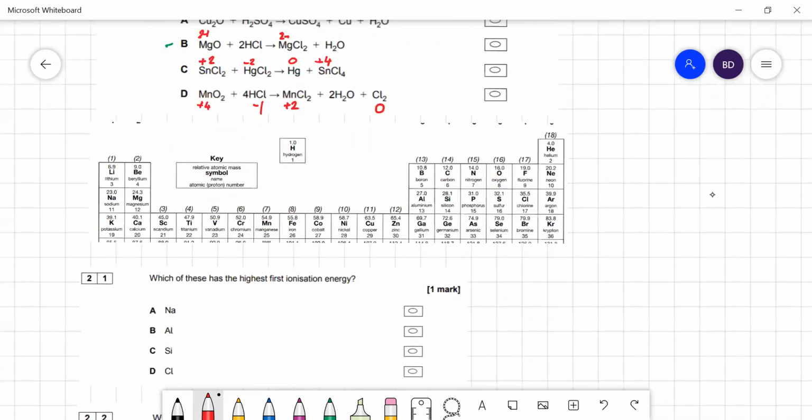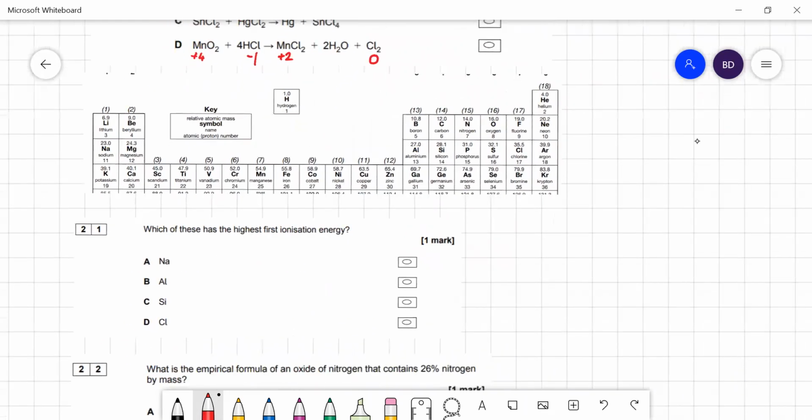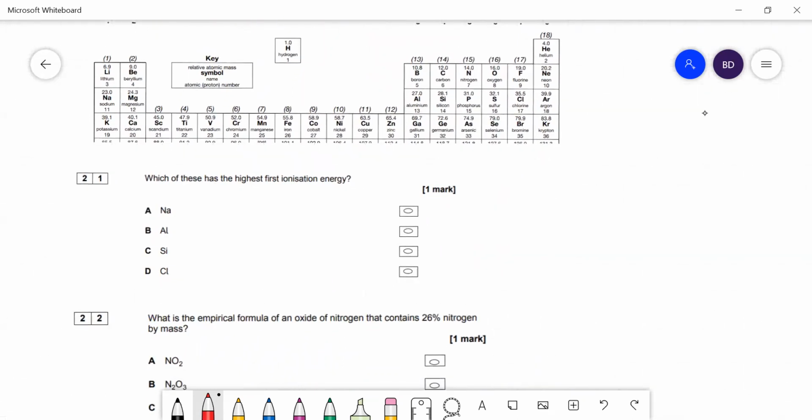Right. Which of these has the highest first ionization energy? Put the periodic table there. So we're looking at sodium, aluminium, silicon, and chlorine. Well, you probably know as you go across the periods, the general trend is for an increase in ionization energy due to increasing nuclear charge. And so chlorine is probably the right answer.